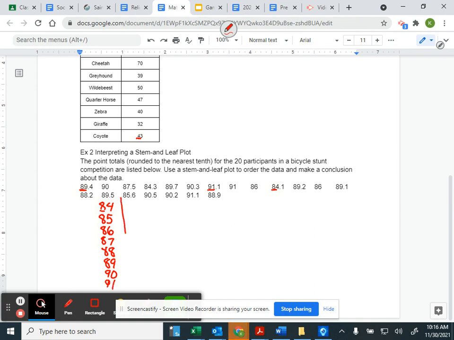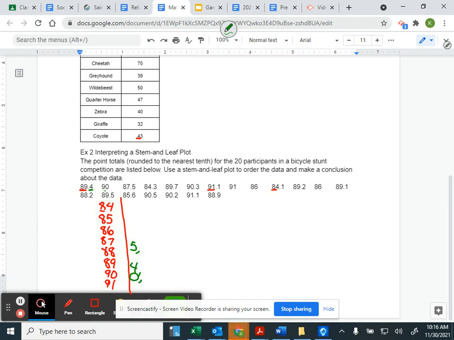Then we have to draw that line. And now we have to do our leaves. So we don't have to put the decimal point. We're just putting the digits that go into the decimals. So we just have to line it up. 89.4, so I'm going to find my 89 and I'm going to put a 4. 90 doesn't have anything. 87.5. And actually where that 90 doesn't have anything, we're going to fill that in with a 0.